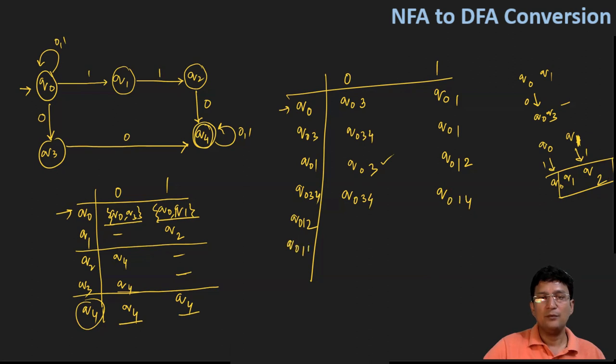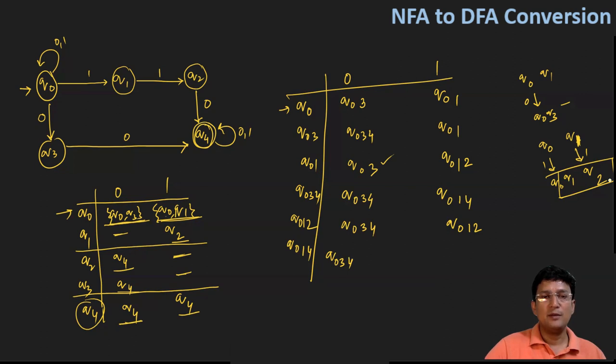Q0, 1, and 4. Now Q0, 1, 2 on zero. Q0 on zero goes to Q0, Q3, Q1 on zero is undefined, and Q2 goes to Q4. So Q0, Q3, Q4. Now Q012 on getting a symbol one, Q0, Q1, Q2, and Q4 undefined. Now this is Q0, 1, 2. So no new state has been found here. So for Q014 on getting a symbol zero: Q0, Q3, undefined, and Q4. So this is Q0, 3, 4.